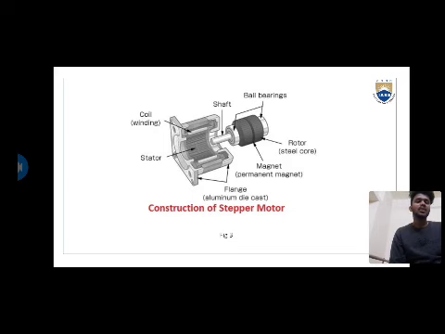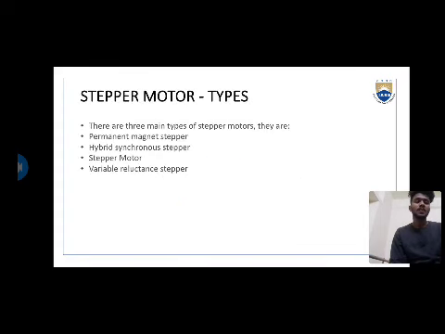Construction of stepper motor consists of coil, stator, shaft, ball bearings, rotor, magnet and frame. Stepper motor types. There are 3 types of stepper motor. They are permanent magnet stepper motor, hybrid synchronous stepper motor, and variable reluctance stepper motor.